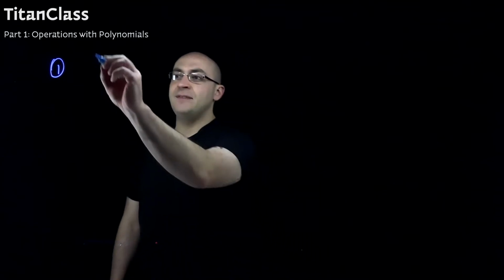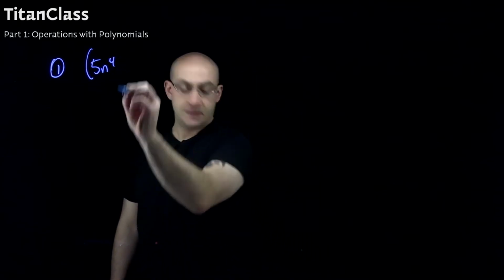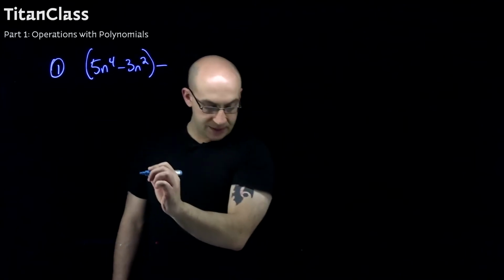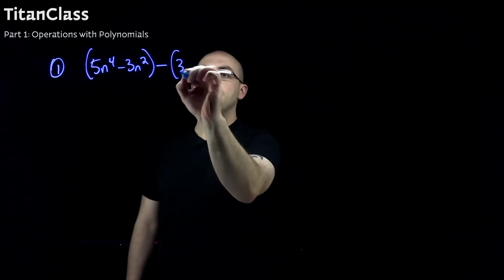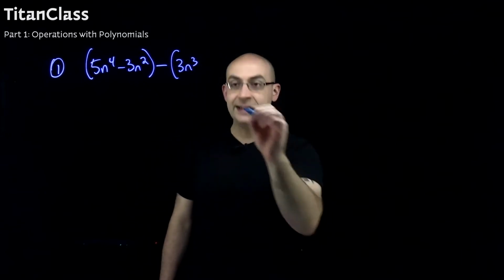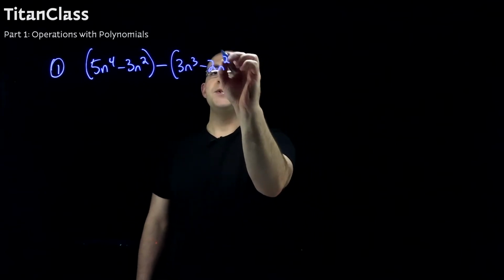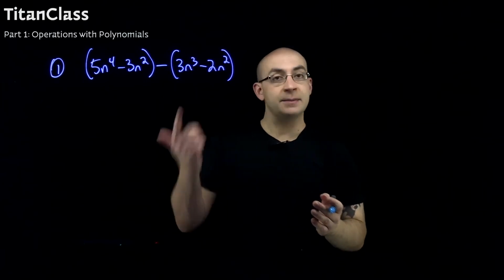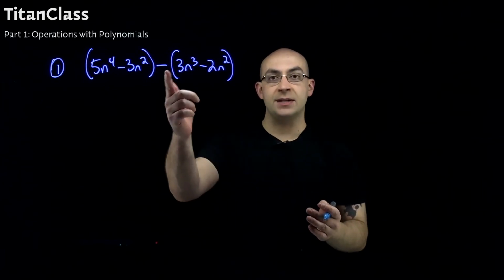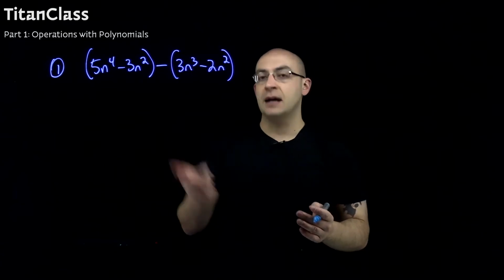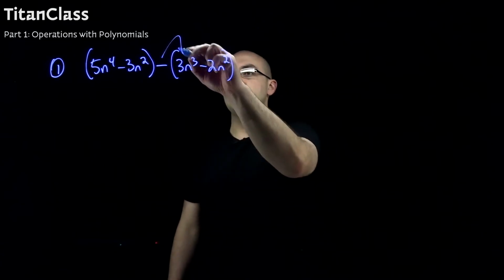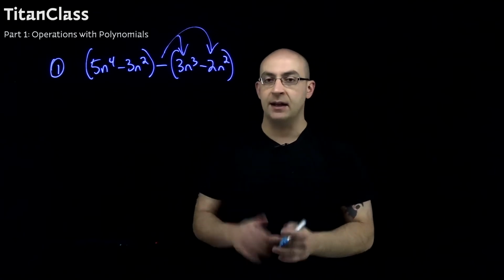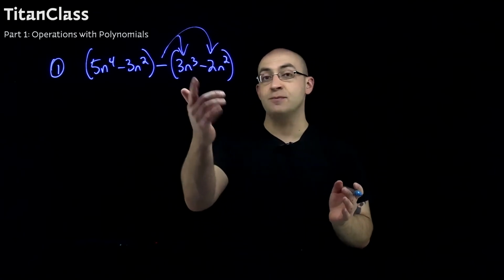So I've got 5n to the 4th minus 3n squared, minus 3n to the 3rd minus 2n squared. Okay, so no function notation here, there's no f of x or g of x, but it's subtraction. So remember when there's a minus sign in between these two parentheses, I have to distribute. So that minus sign is going to distribute to both of those terms on the right-hand side, and all it's going to do is change both of those signs.